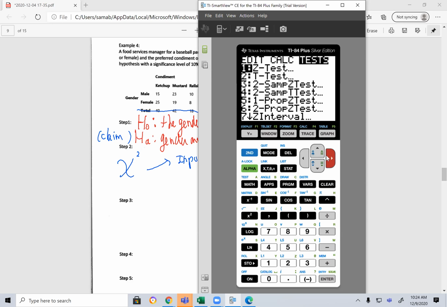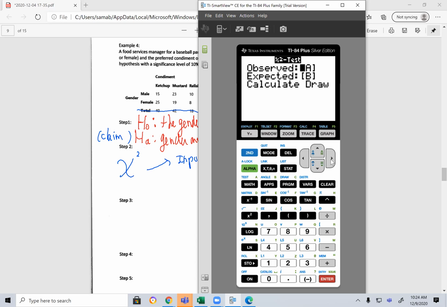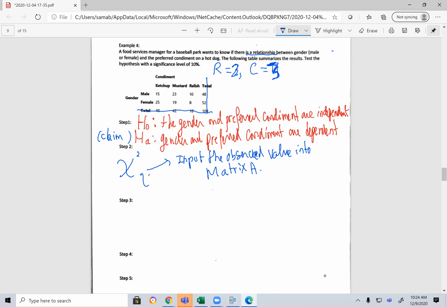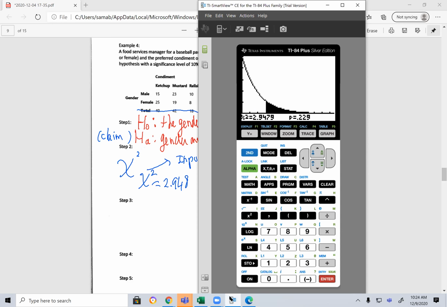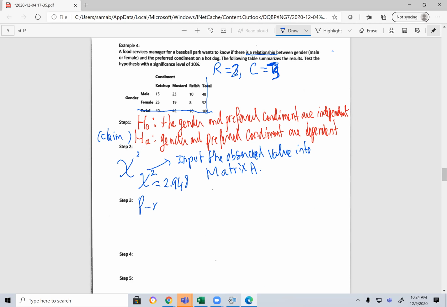So we go to stat, tests. So it's really not a difficult test if using technology. And I made sure all of your homework problems are p-values, not critical values, so you can use this approach. So observed are in A, expected values are in B, and hit calculate. Or you can do a draw. Let's do a draw here. There you go. So the test statistic is 2.947. If he says 3 decimal places, it will be 2.948. And let's see what the p-value is, 0.229, which is bigger than alpha, guys.